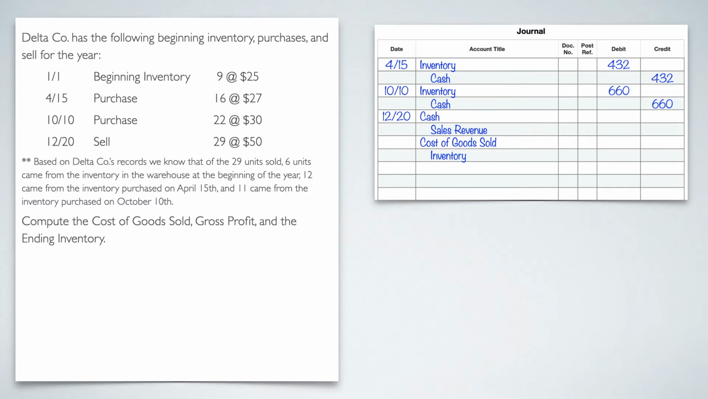So now let's get into the sales revenue side. Sales revenue is not going to change. Sales revenue is what we sold for however much we sold it for. So we sold 29 at $50 a piece. That's going to remain at $1,450. So again, I'm just going to put that up there.